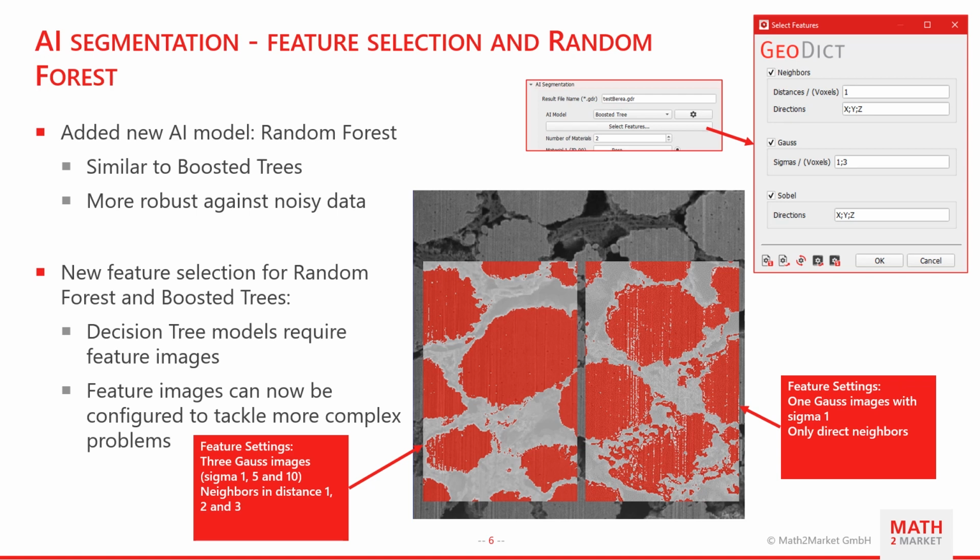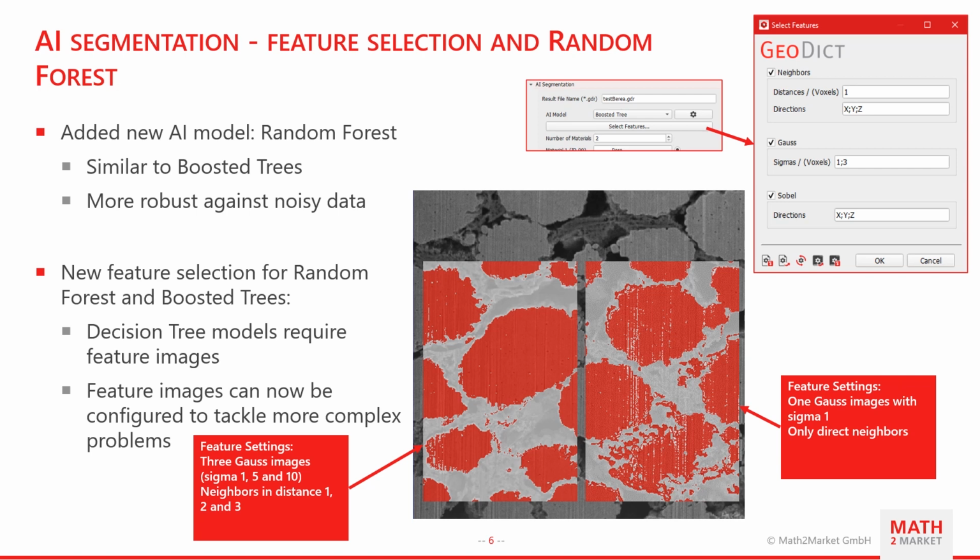Another addition to these decision tree based models was that you now can select which feature images you want to compute for your AI model. So in previous versions, these feature images, such for example as a Gauss filtered image, were always the same. They were hard-coded in the method, but now you have that select features button. You can see on the top right here. And if you click it, you get this window where you can configure all the features that should be computed.